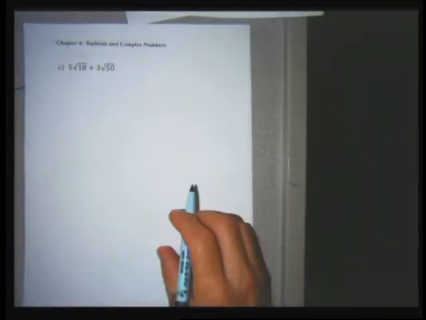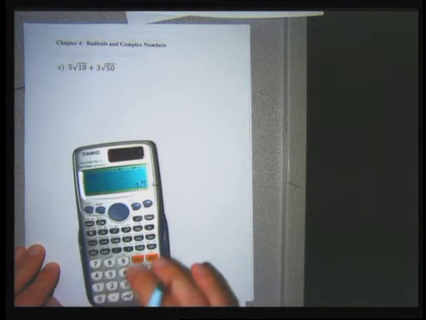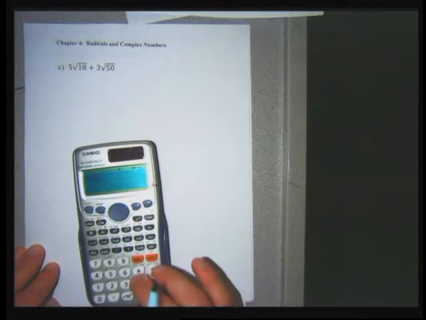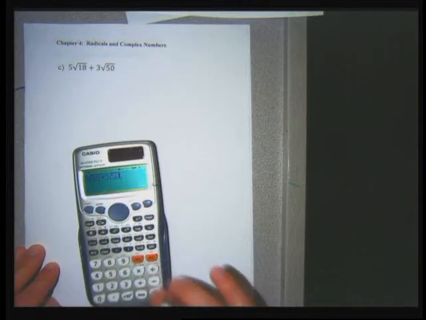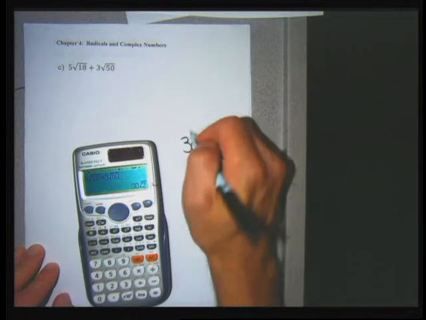C I could do on my calculator, and I'll show you how to do it by hand. On my calculator, it's 5 square root of 18 plus 3 square root of 50, and I get 30 square root of 2 for my answer.